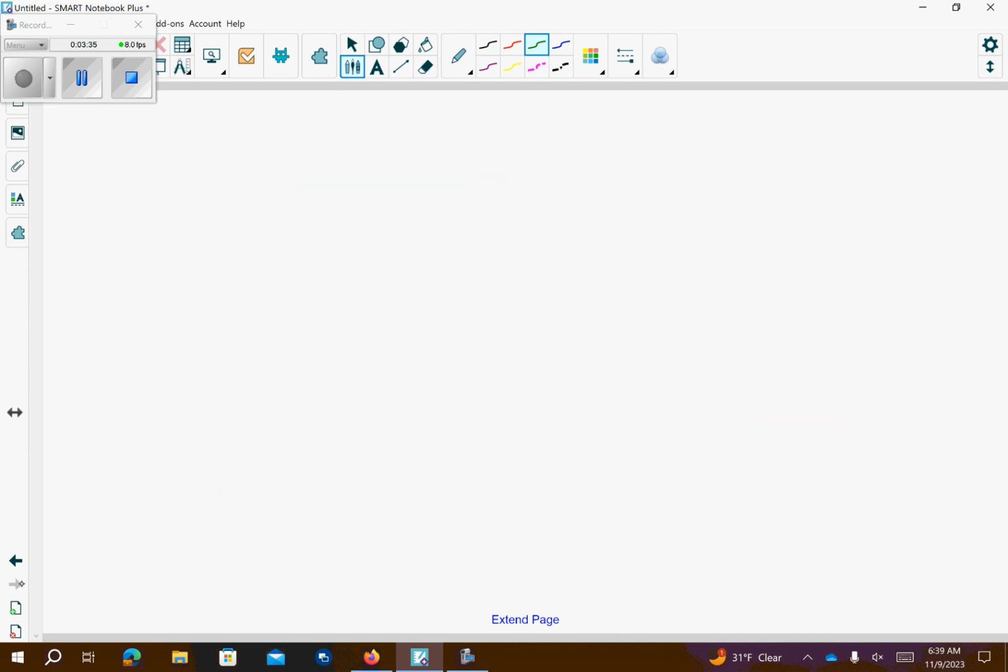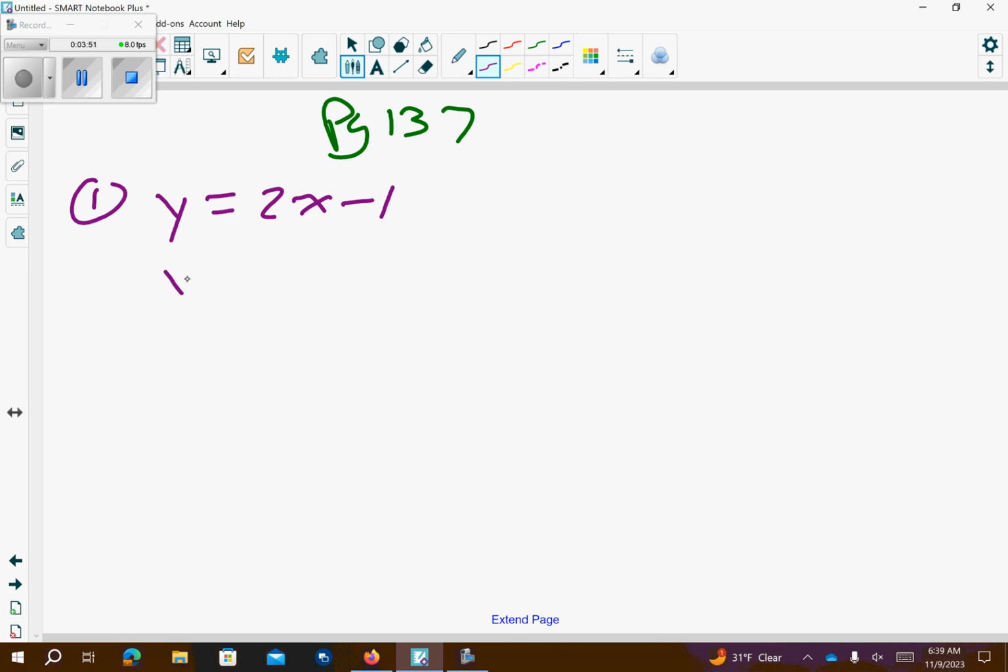Okay, then we're going to be over on page 137. And this is just a review of graphing. This first problem, this is set up this way. This is not a point slope, so this is set up as y equals mx plus b. So our y-intercept is going to be 0, -1. Notice the sign didn't change. It's only when it's in the parentheses. And then my slope is going to be 2 over 1.